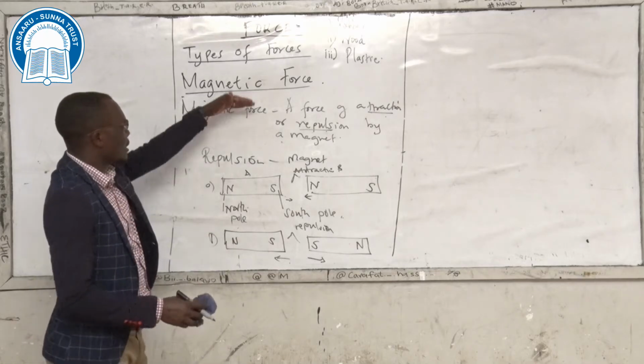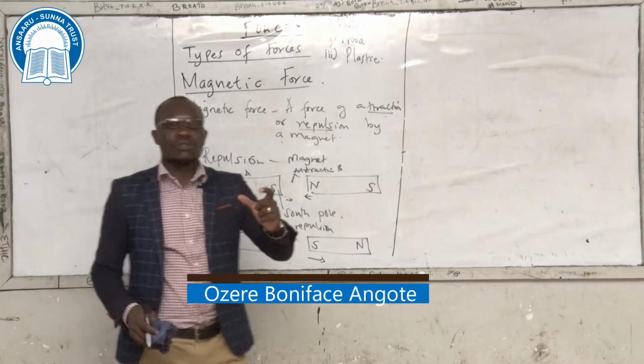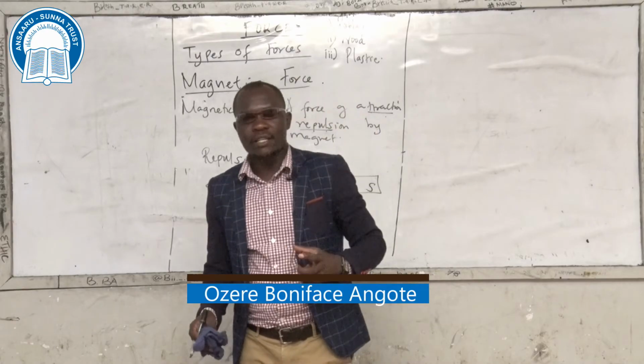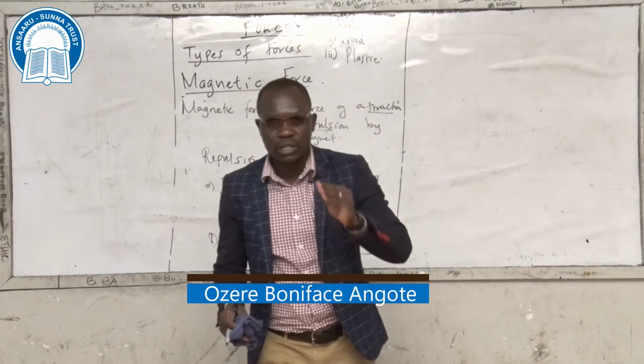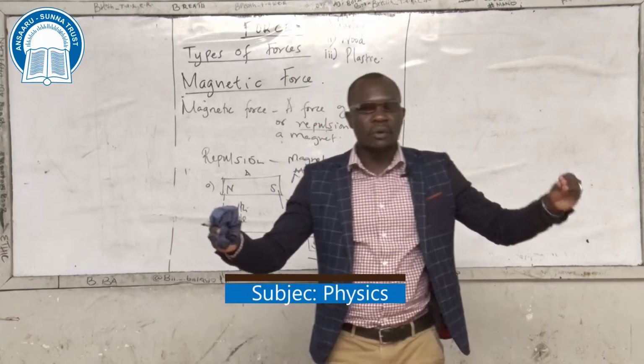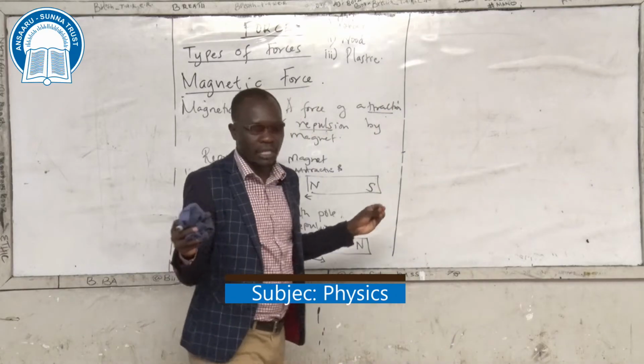Now, we said that a magnetic force is a force of attraction or repulsion by a magnet. A magnet has got two ends. The ends of a magnet are called poles. One end is called a north pole, the other end is called a south pole. When I bring a north pole close to a north pole, those are like poles. Then repulsion is going to take place.